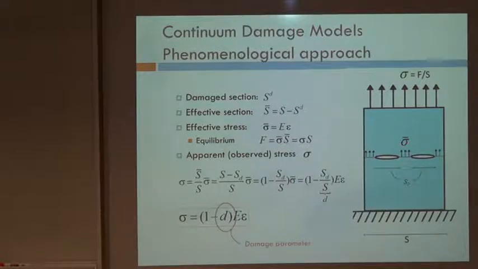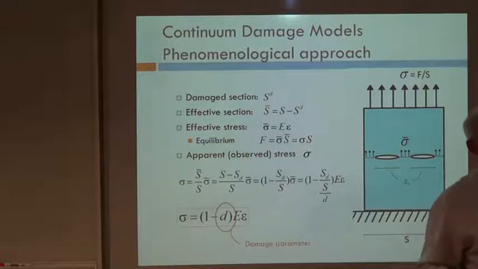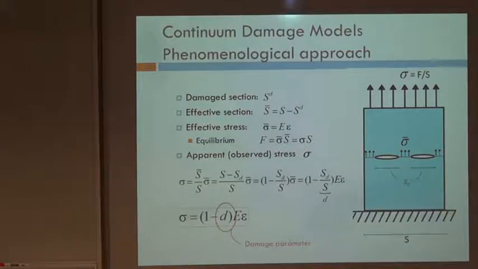So we can say that the apparent stress from this equation, sigma, is equal to S bar divided by S multiplied by sigma bar, the effective stress. Okay? Well, just by expressing the damage stress or the effective stress as the total minus the damage stress, that's the inequality that comes from here, and dividing by S, we obtain this formula here. That says something which is in the spirit of these continuum damage models.